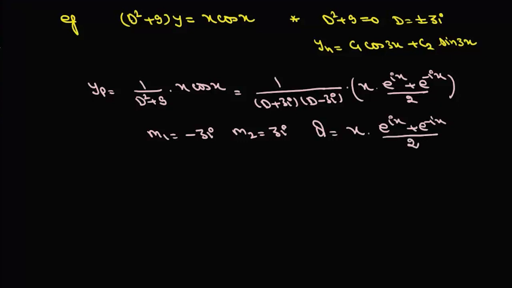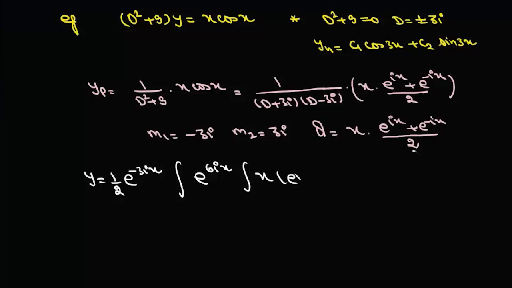Now we can write this y. Now this y will be e to the power m1x, so it will be e to the power minus 3 iota x, and we'll take this 1 by 2 out also, so it will be this 1 by 2 e to the power minus 3 iota x, and then integral of e to the power (m2 minus m1), so there will be e to the power 6 iota x, integral of, and then we have this q which is x (e to the power iota x plus e to the power minus iota x) into e to the power minus m2x.